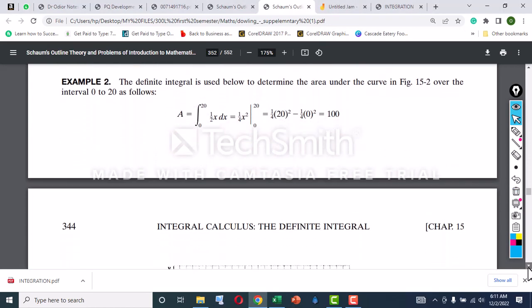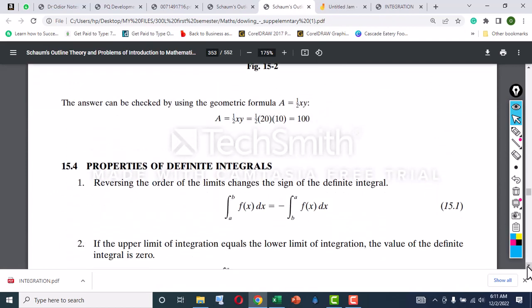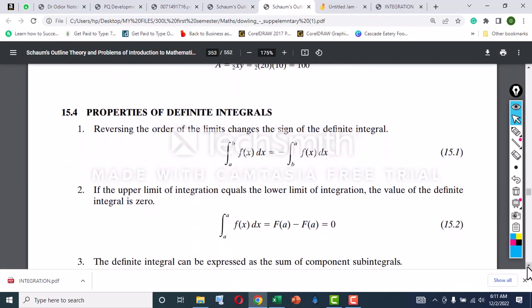So there are some properties I think I should mention. There are some properties of definite integrals that should be mentioned. I may not solve questions on them, but I will just mention the properties and explain them.